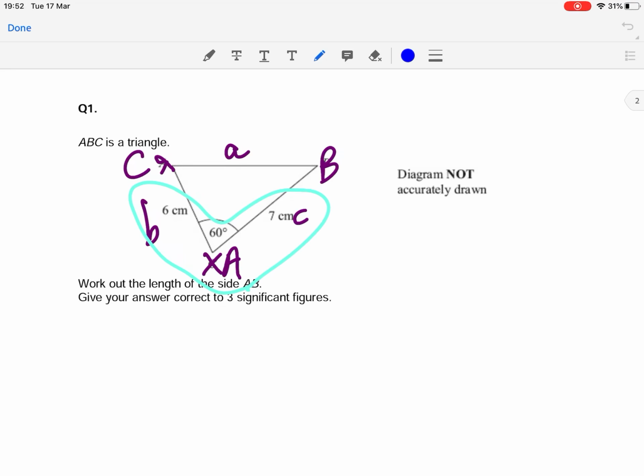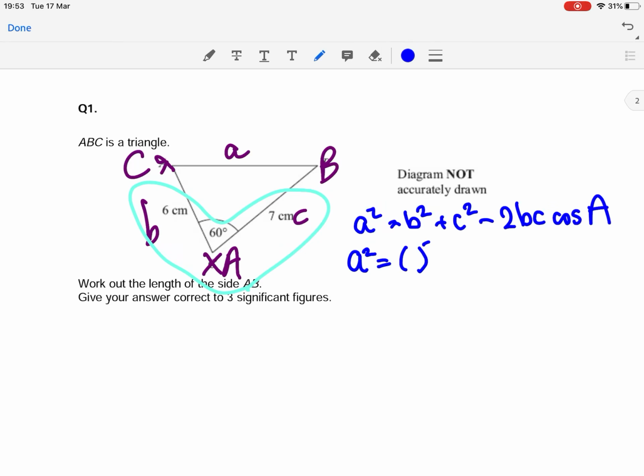So our formula is a squared equals b squared plus c squared minus 2bc cos A. Learn it off by heart, write it out 3 times, cover it, write it again. You need to be able to put it on the page in the exam and get it correct. So bracket, bracket, a squared equals, everywhere I've got a letter now, I'm going to put a bracket. Bracket, bracket squared plus bracket, bracket squared minus 2, bracket, bracket, bracket, bracket, cos, bracket, bracket.